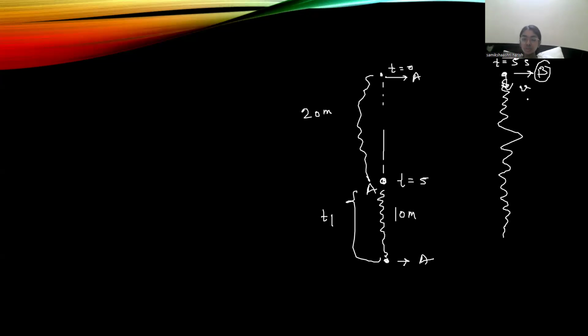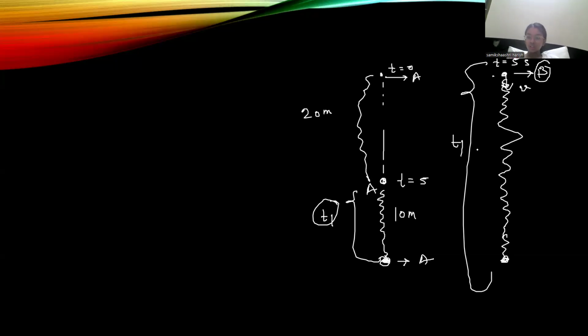Now it is going. Then this particle B must collide with A. It is possible only when, in time t1, if A is reaching here, then in time t1 this particle B must travel 20 plus 10, 30 meters. In time t1 only it should travel 30 meters, then only it will collide. That is a question, okay?